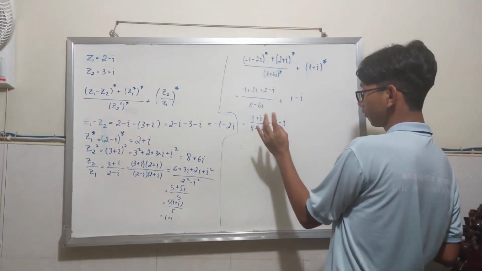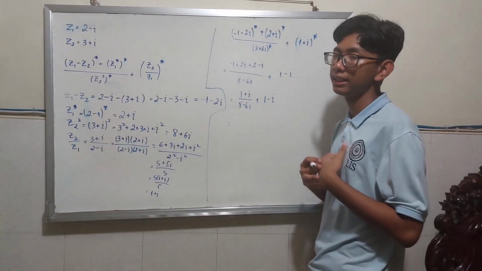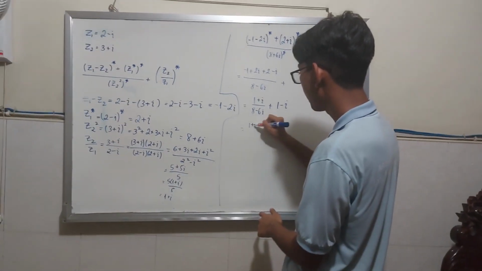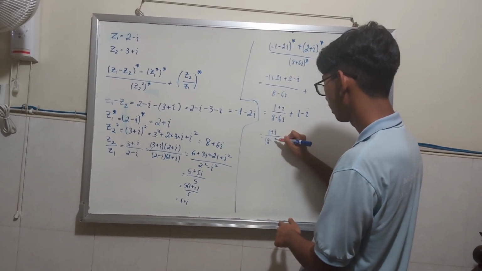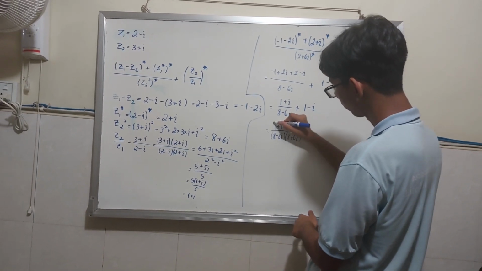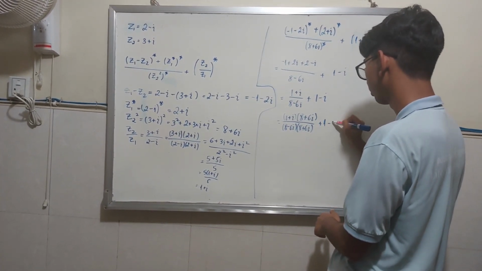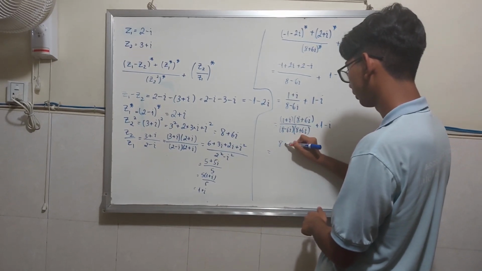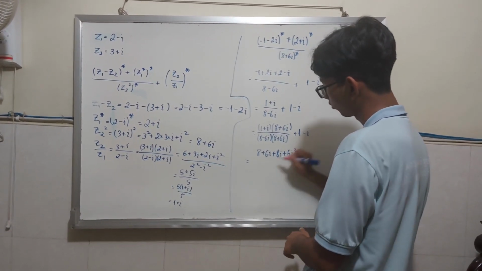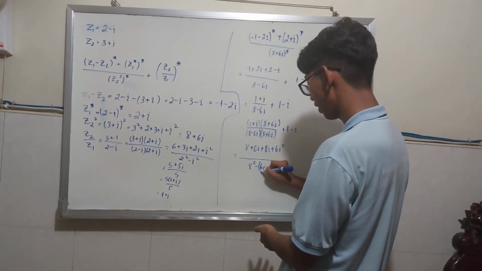So we can solve this by making it have the same denominator. However, I propose an easier way to do this. Let's solve this term first by multiplying it with the opposite term. So let's multiply it. And a minus b times a plus b is a squared minus b squared.